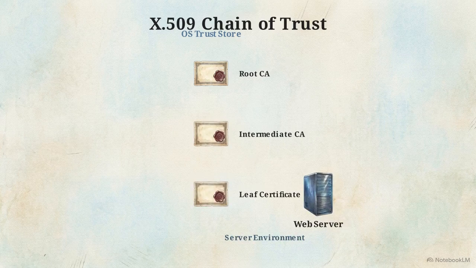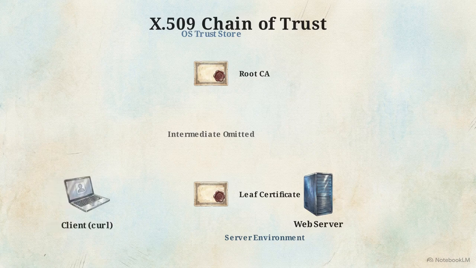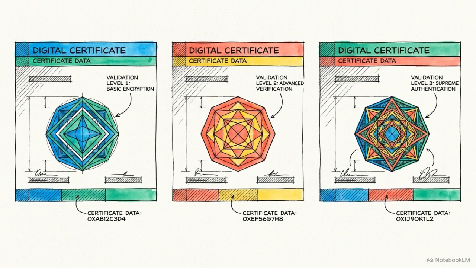A common operational failure occurs when a server only sends the leaf certificate and omits the intermediate. While some browsers cache intermediates and might still load the page, stricter clients like curl will see a broken chain and silently drop the connection. Certificates also come in different validation levels, from domain validation to extended validation.